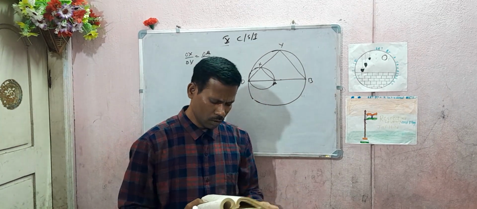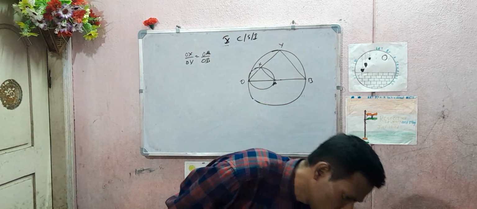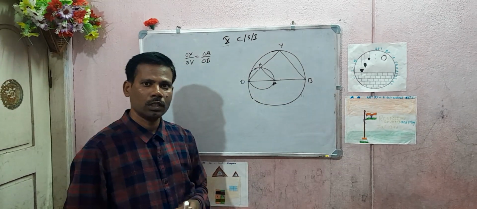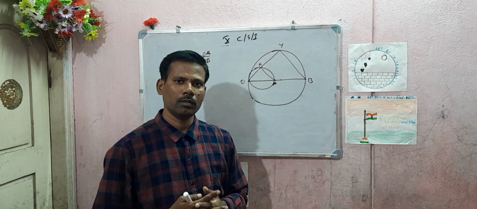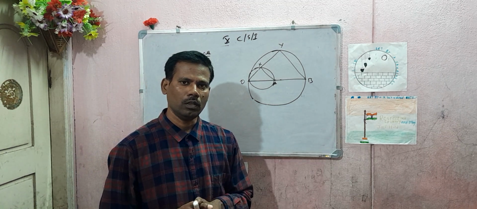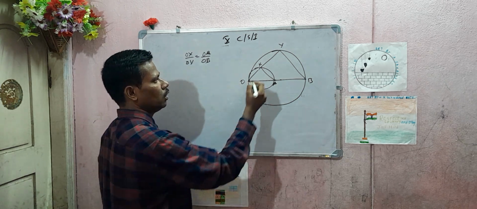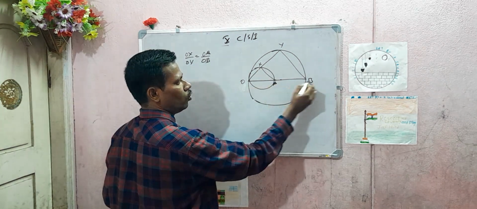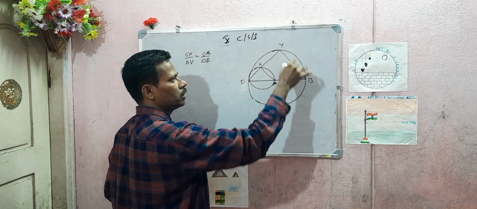For doing this, you need to apply a simple rule, that is, what is the angle in the semicircle? The angle in the semicircle is always a right angle. The angle in the semicircle is 90 degrees, because OB is the diameter of this big circle.